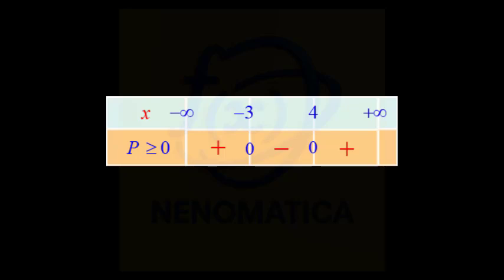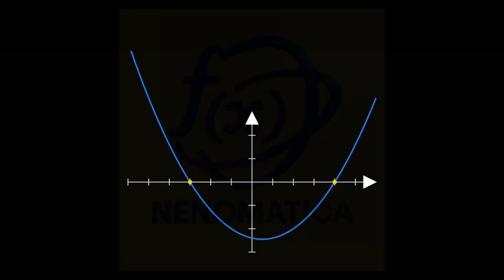To build intuition, here is the parabola y equals x squared minus x minus 12. Notice it crosses the x-axis at -3 and 4, and because it opens upward, it is above the x-axis to the left of -3 and to the right of 4, and below the x-axis in between.